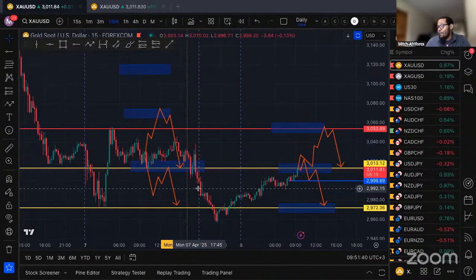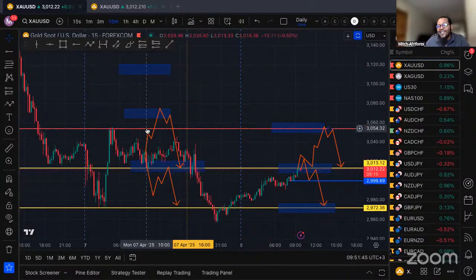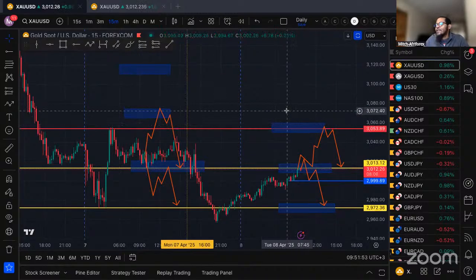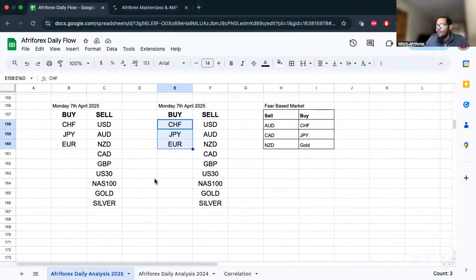But remember, gold, silver, the Nasdaq, and the Dow Jones are purely technical, meaning if the price breaks and goes above the red SNR, it doesn't fall off our watch list. We just change our bias in terms of the direction. So that is clear on all the pairs. As you can see, we've mixed and matched all the pairs on the buy side with the pairs on the sell side.